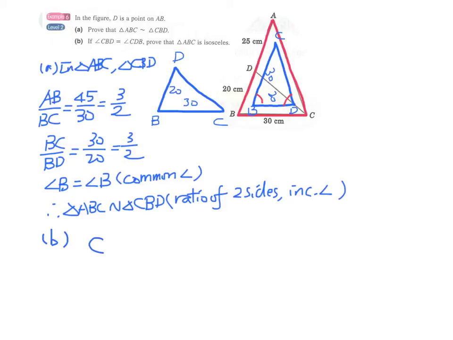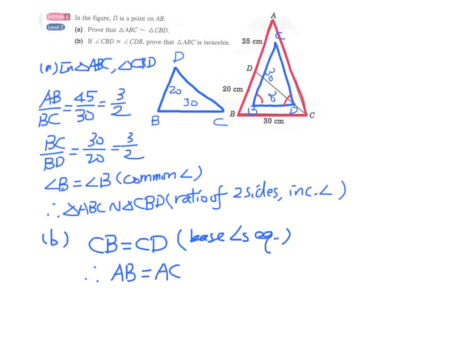We have CB equals CD because the base angles are equal. Or as stated in the textbook, you can also write sides opposite equal angles. And therefore, AB will equal AC because triangle ABC is similar to triangle CBD. Therefore, triangle ABC is also isosceles.